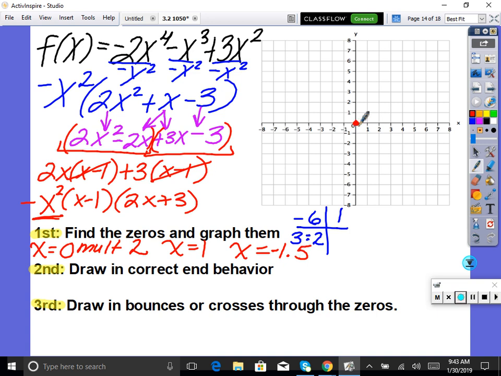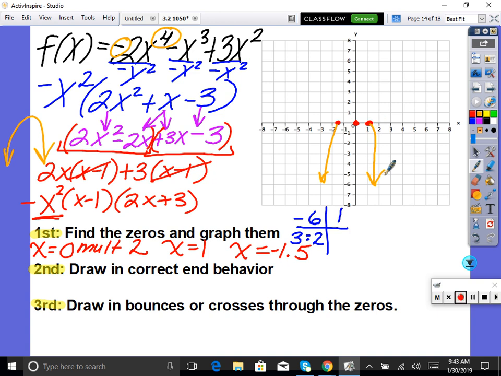It crossed at 0, negative 1.5, and it crossed at 1. Now we'll go to our second step, draw in the correct end behavior. So I go back to standard form up here, and I say it's even, so it's the same. End behavior, it's negative, so it's going to be down and down, right? So go to your furthest 0 this way, it's going down out of that. Furthest 0 that way, it's going down out of that.